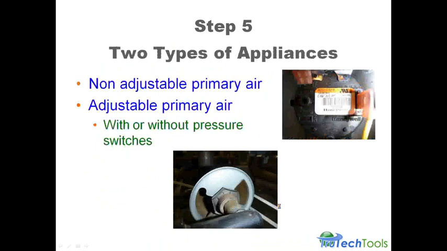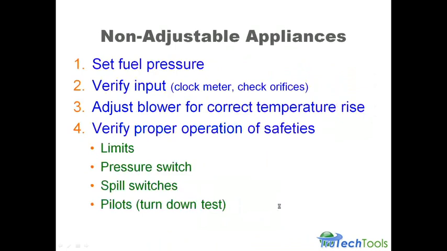So there's really only two types of appliances out of there. There's ones with not adjustable primary air and with adjustable primary air. And these appliances could be with or without a pressure switch. But that's pretty much it. We either can adjust it or we can't adjust it. On non-adjustable appliances, there's no air shutter, right? The only thing we can do is set the fuel pressure. We're going to set the fuel pressure.